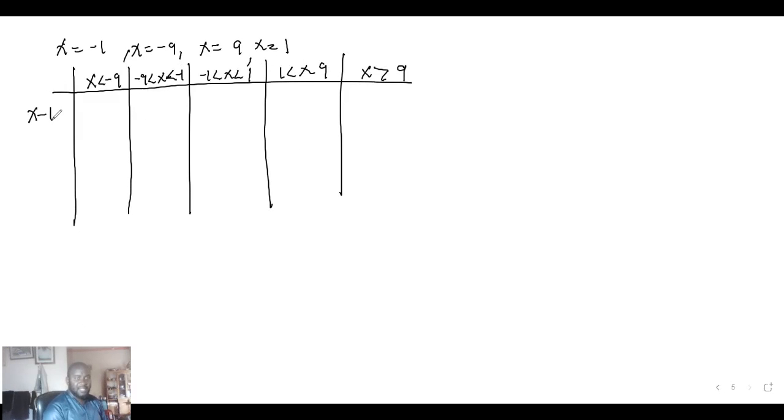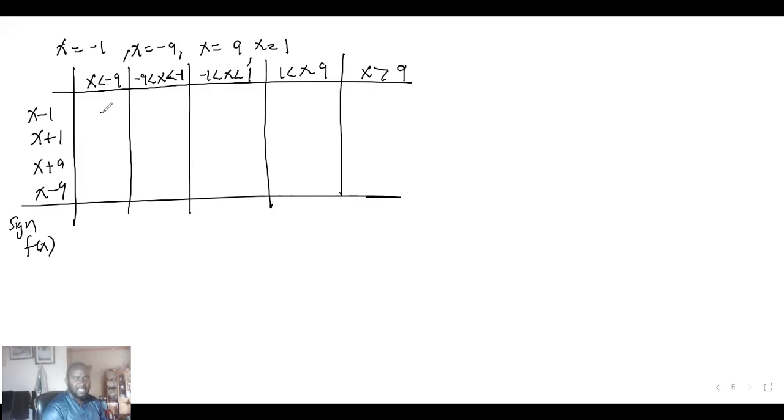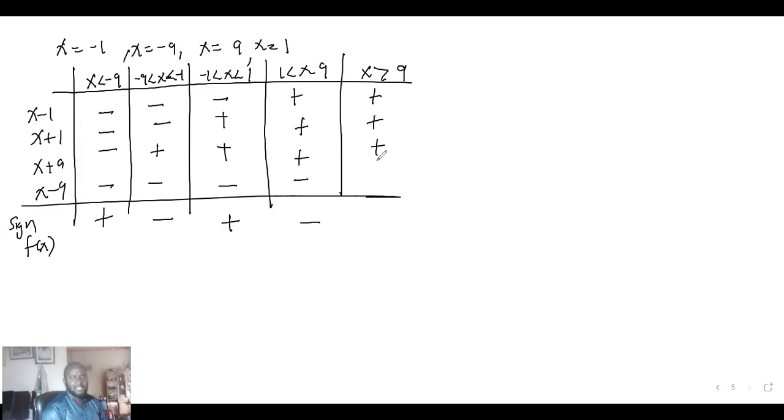Then we shall have here X minus 1, X plus 1, X plus 9, X minus 9. Then you'll have your sign of f of X. Less than -9: negative, negative, negative, negative, positive. Between, pick -5: negative, negative, positive, negative, negative. Pick 0: negative, positive, positive, negative, and you get positive. Pick 5: positive, positive, positive, negative, negative. Beyond: positive, positive, positive.